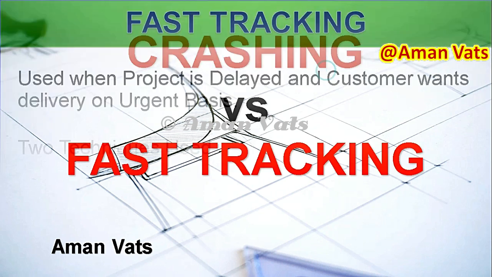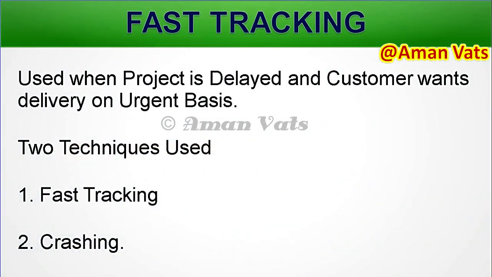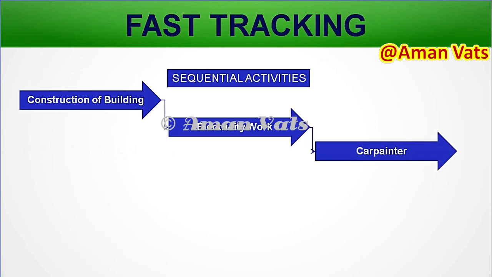So as the name suggests, fast tracking or crashing are used when a project is delayed and the customer wants delivery on an urgent basis. That means when the project manager has a big memo standing in front of him demanding delivery absolutely right on the targeted date, and your project is delayed due to various reasons, then you can apply two different techniques, that is fast tracking and crashing. But these have certain pros and certain cons. I'll be talking about that. First, let me talk about fast tracking.